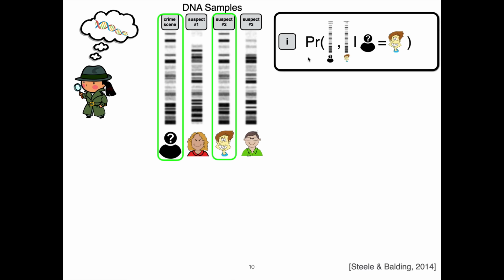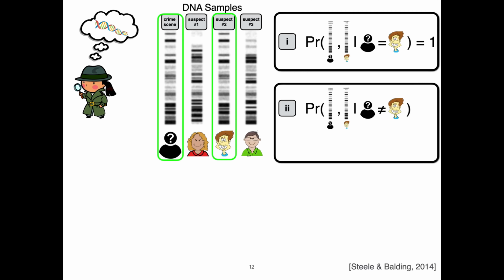Typically, the first step here is to assess the probability of observing the crime scene sample and the suspect sample, assuming that the crime scene sample is generated by the suspect, so assuming that these are from the same person. In DNA evidence, this is pretty straightforward. Either the DNA matches or it doesn't. So in this case, this would be a value of 1 for suspect number 2 and 0 for suspects 1 and 3.